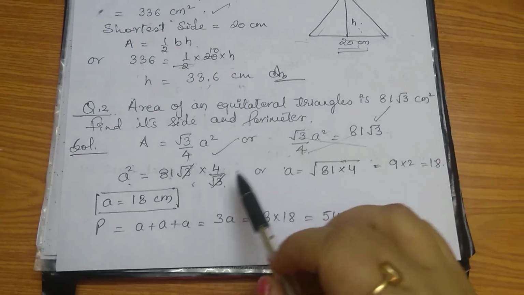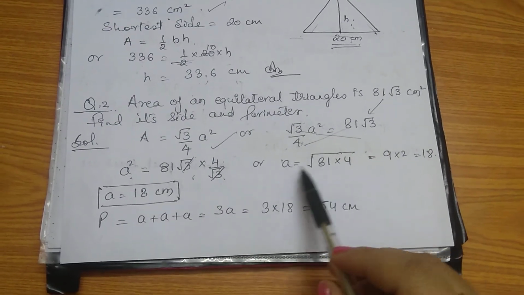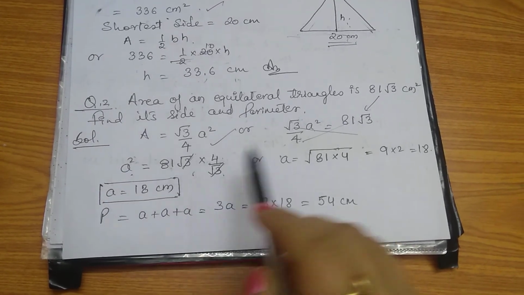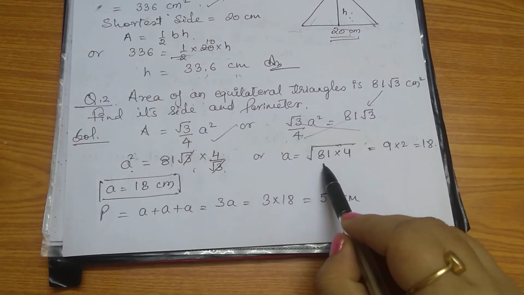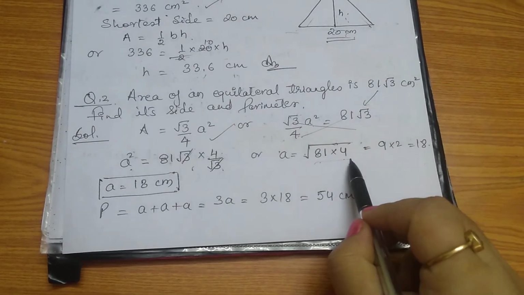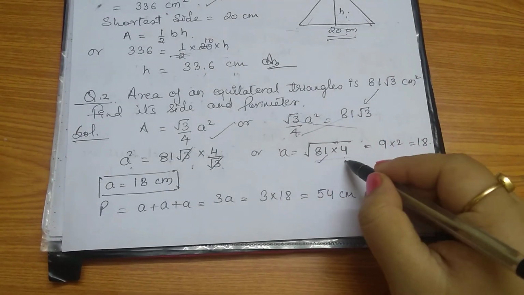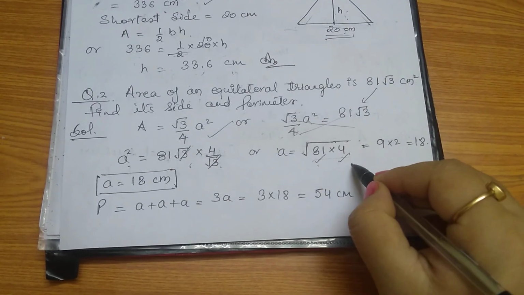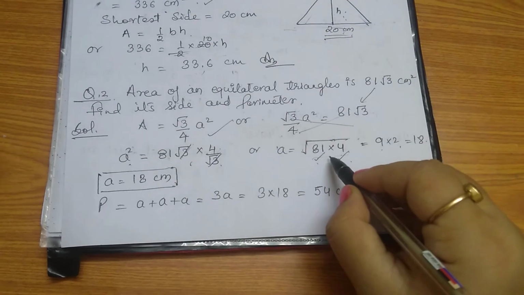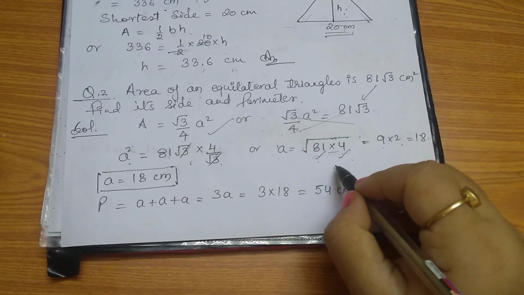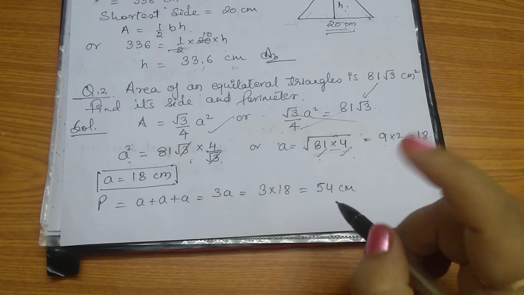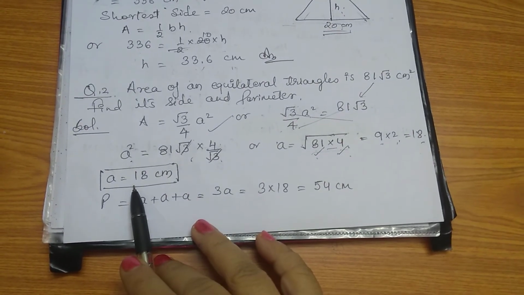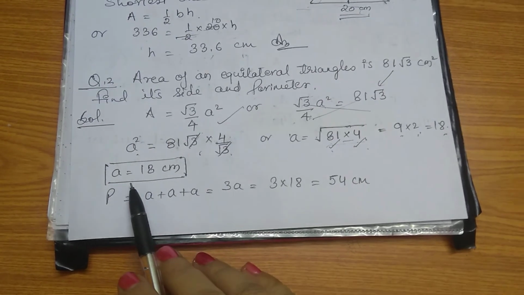Now, to find a, you have to remove this square. If it goes to the other side, it becomes a square root. So square root of 81 into 4. Again, don't multiply it. I can clearly see that 81 is a perfect square and 4 is also a perfect square of 2. So if you find the square roots, it's 9 into 2. It only works for multiply and divide, not for plus and minus, right? Because they were multiplying, 9 into 2 means 18 is the side of the equilateral triangle.